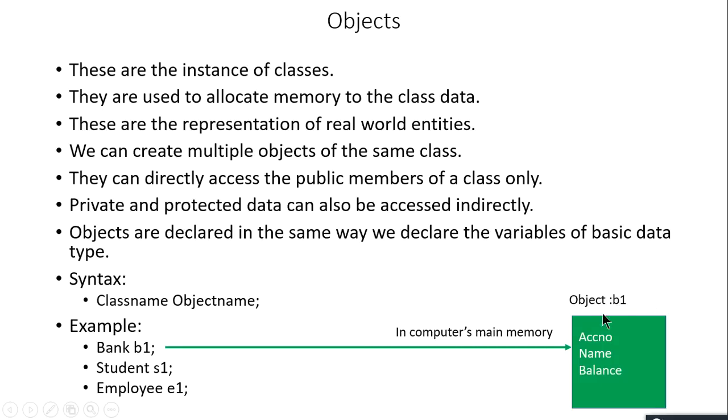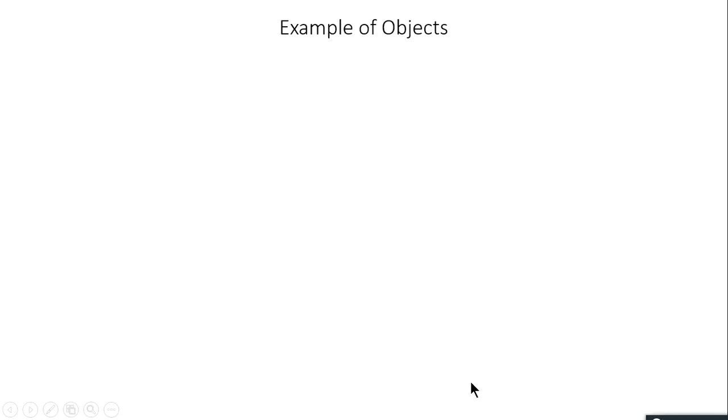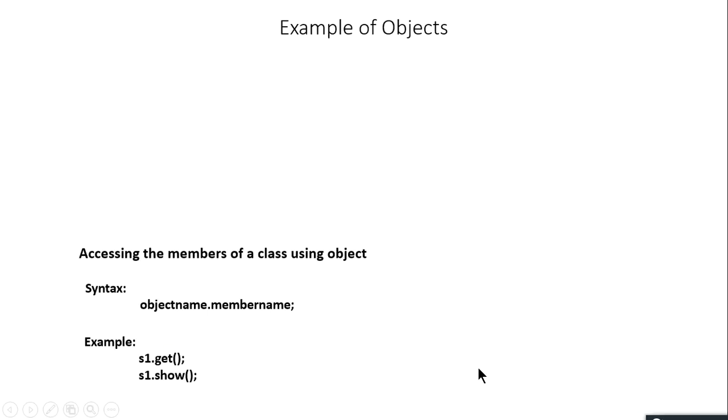So this is your object b1 and you have the memory allocation for account number, name and balance, but there is no value given yet. There is no value associated with these objects. Now we have to put values inside this object's data. To access a member of a class, we use the dot operator.